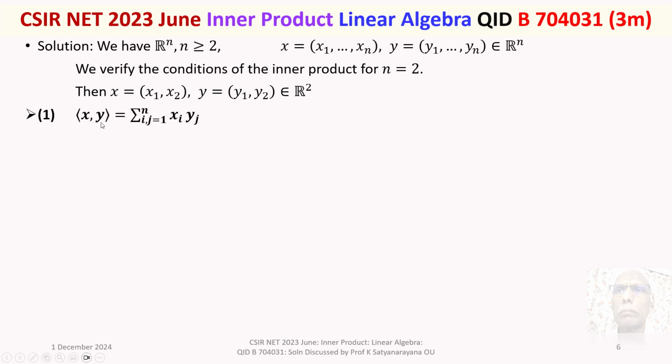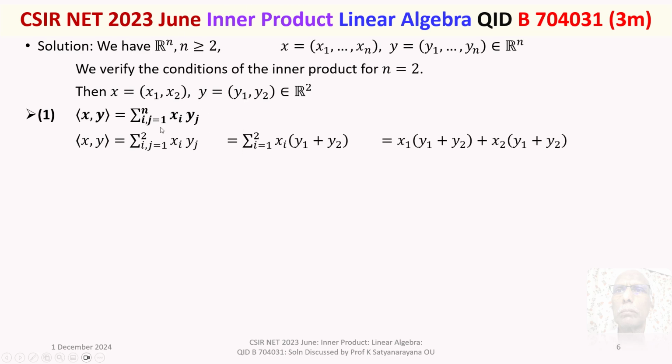The bracket (x, y) is equal to the sum over i, j from 1 to n of xi yj. So first let us see what this is. This is the sum over i equal to 1 to n. Let j run first, so xi into (y1 plus y2). Now let i run, so i equal to 1 to n. So this will be x1 into (y1 plus y2) plus, for i equal to 2, x2 into (y1 plus y2).